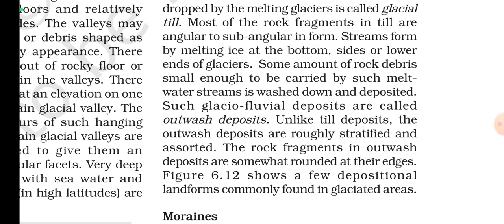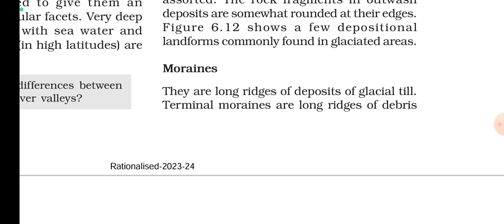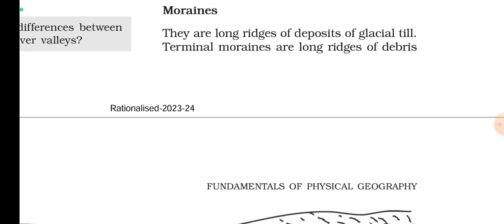Figure 6.12 shows a few depositional landforms commonly found in glacial areas. Now moraines. They are long ridges of deposits of glacial till. Terminal moraines are long ridges of debris.